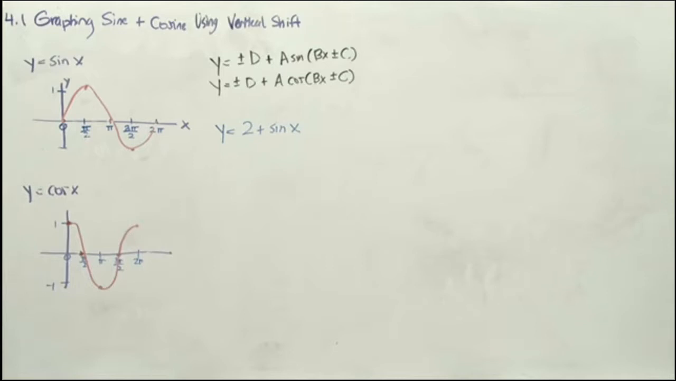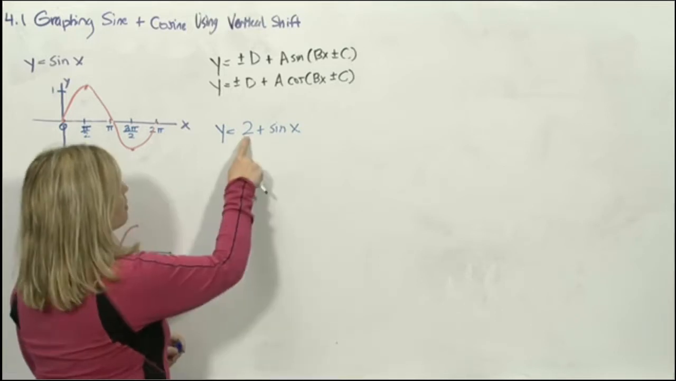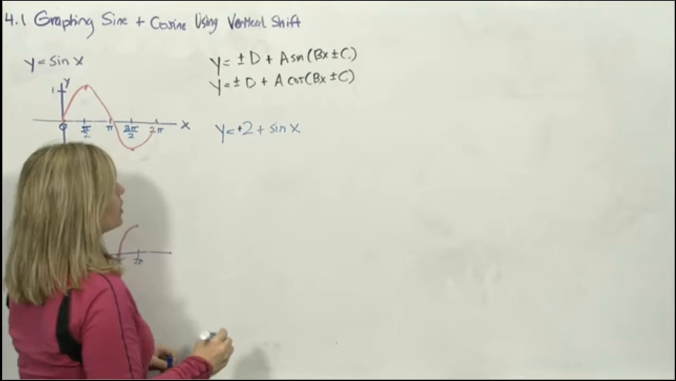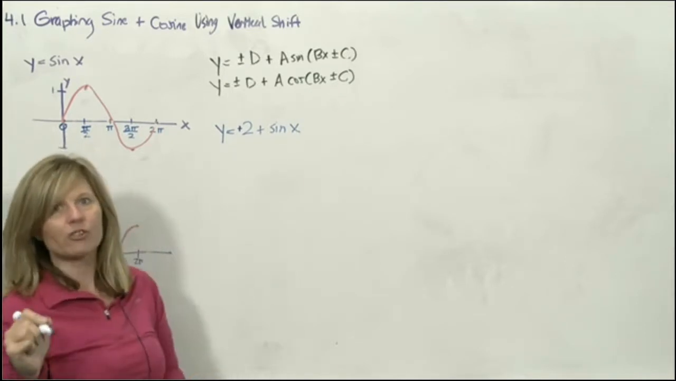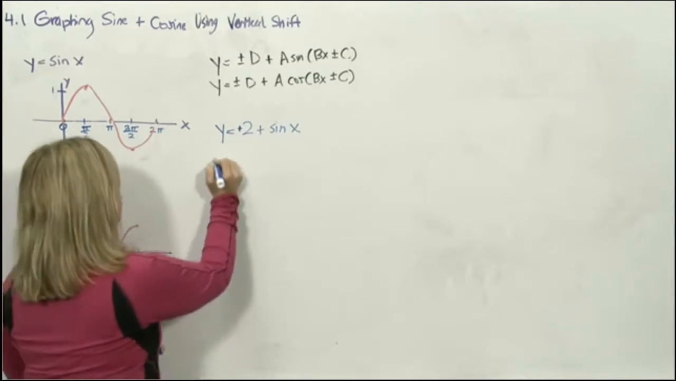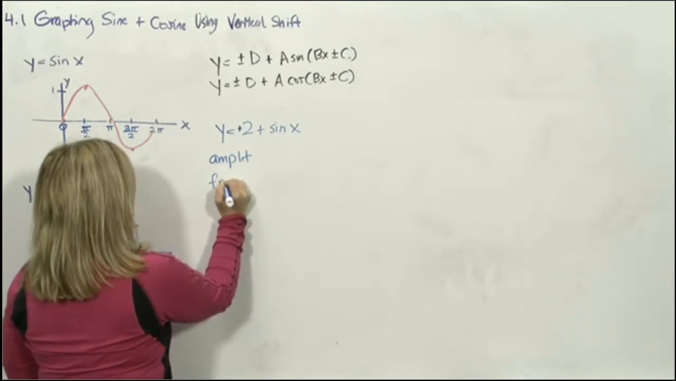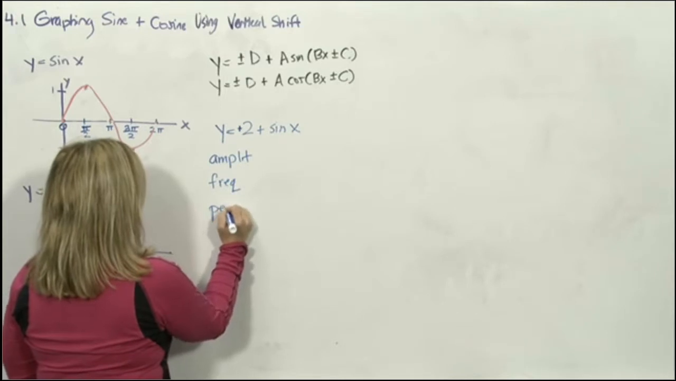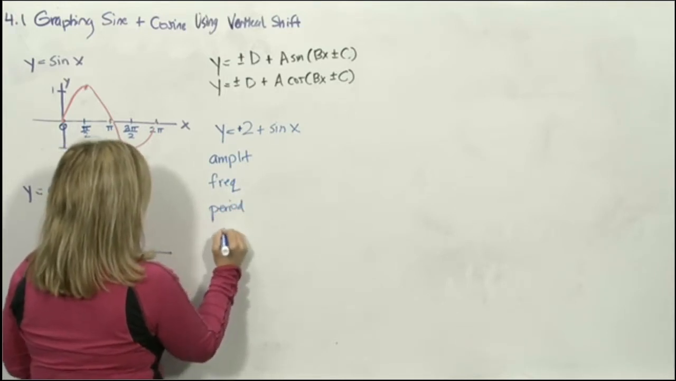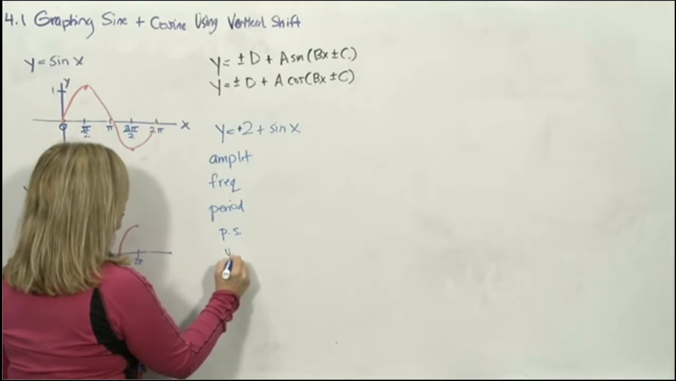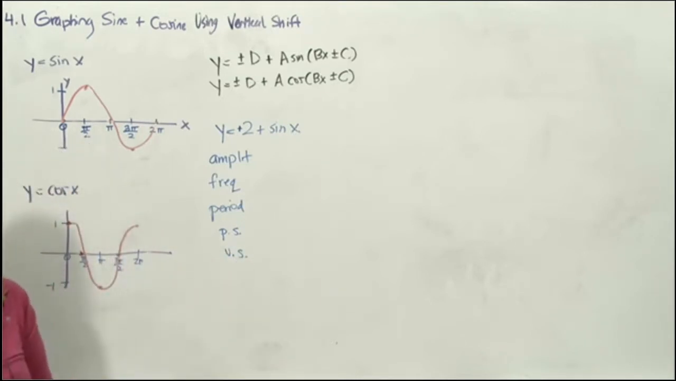If you look very closely at that, you will notice that we have a number being added. There's a plus sign here to the whole trig function. So again, I'm a creature of habit. I list everything I need to know. To graph trig by hand, I need to know my amplitude, my frequency, my period. I need to know if there's a phase shift. And now I'm going to write a vertical shift. VS for vertical shift.